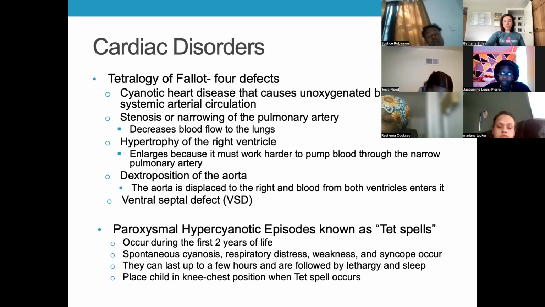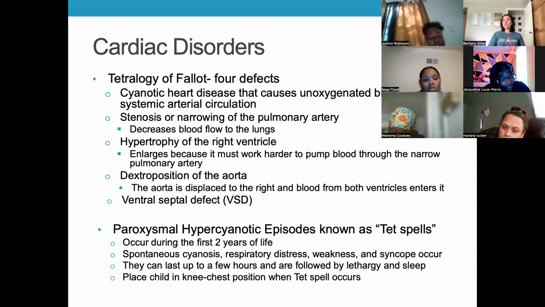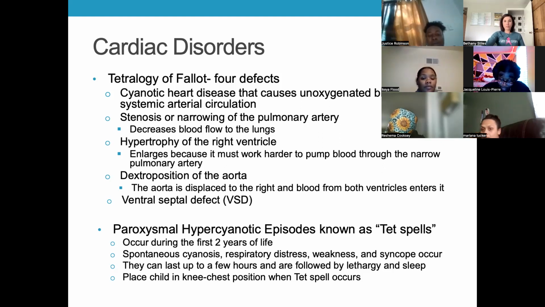The important thing for us to remember is anytime you witness a TET spell, you want to place the child in a knee chest position. So for our infants, you just want to tuck their knees to their chest as quickly as you can. For our older toddlers, you might see them self-correct. So they might be playing, and then all of a sudden they're just going to stop and they're going to squat. And they're going to stay in that squatting position until they recover from the episode. So that's going to use the pressure in our abdominal cavity to force pressure into the heart and help that blood flow better. So that's their way of recovering themselves, is increasing their blood flow.